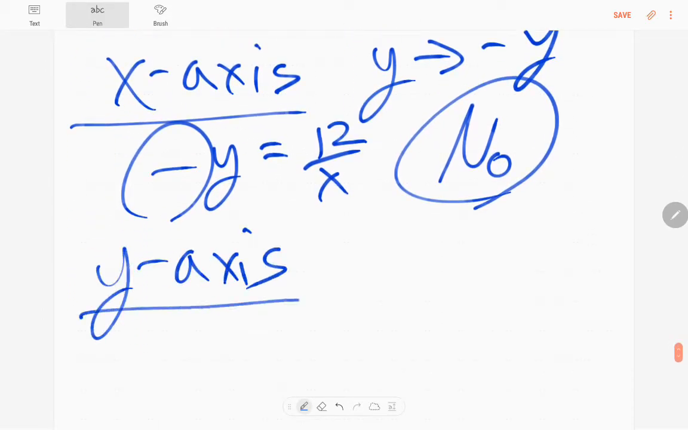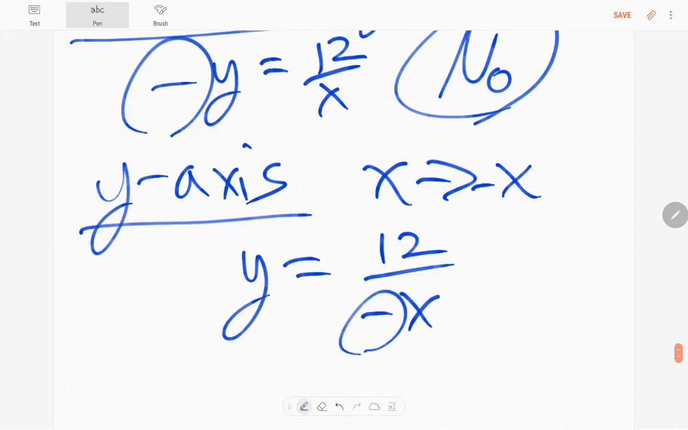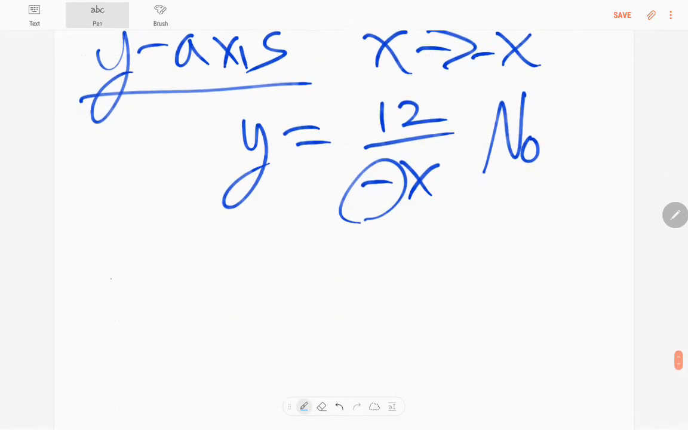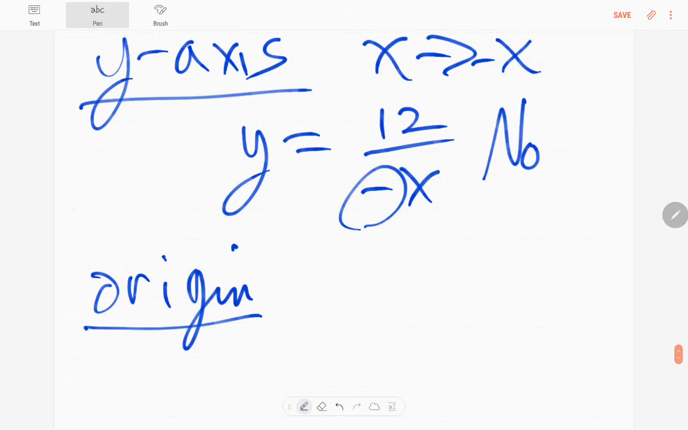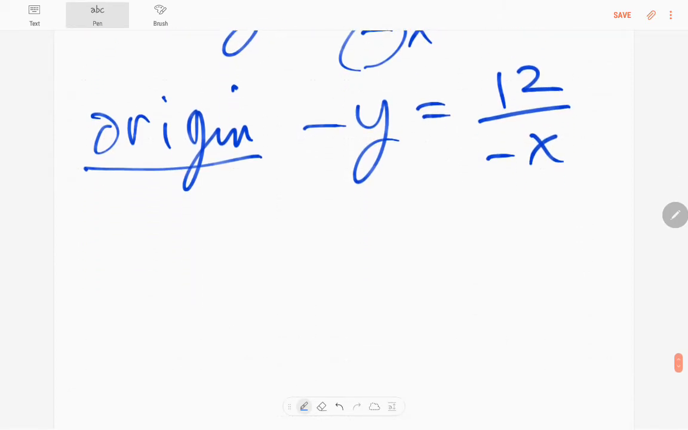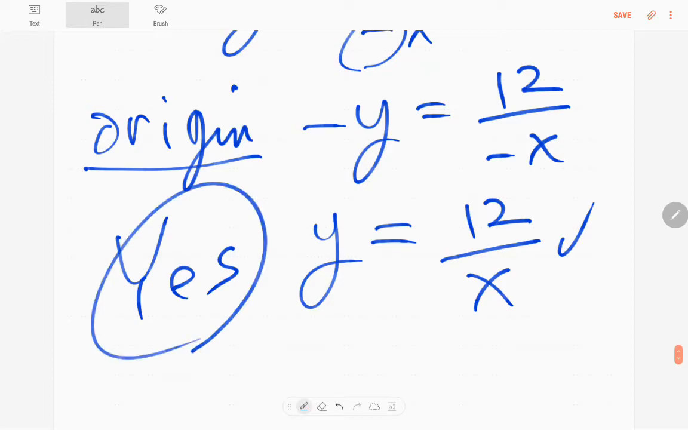Is it symmetric to the y-axis? Well, we'll replace x with negative x. If I do that, I get y equals 12 over negative x. Same issue. I can't get rid of that negative sign. Now, what about the origin? I think this one will be symmetric to the origin, because if I replace both variables with their negatives, I get this. But notice that means if I multiply both sides by -1, it does turn into the original equation. So this one is symmetric to the origin only.